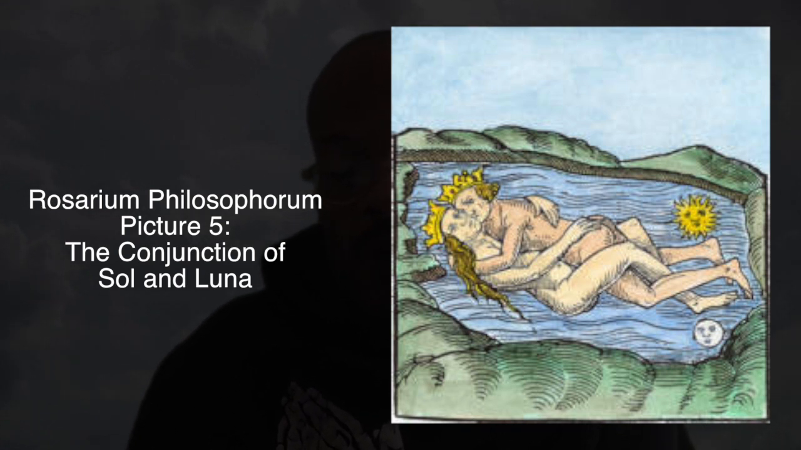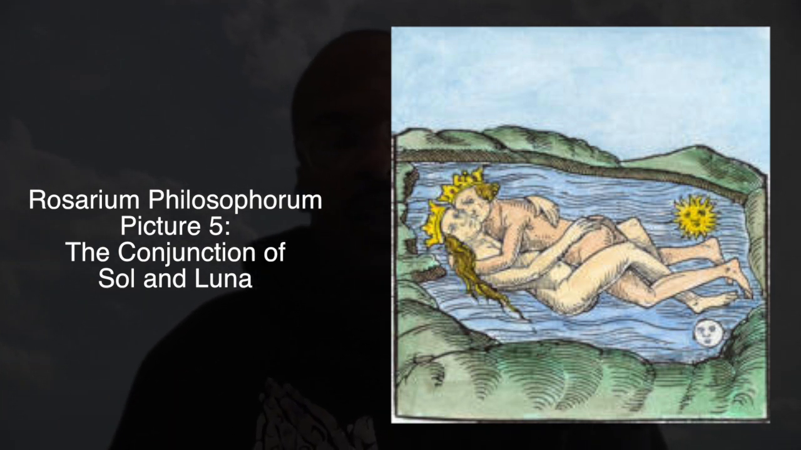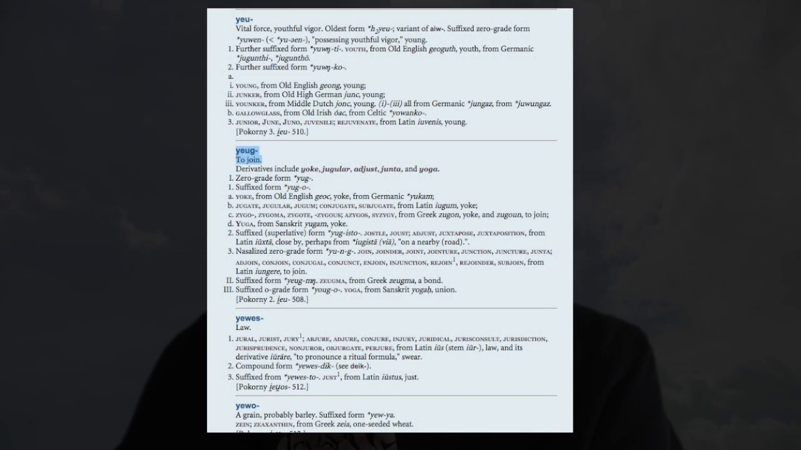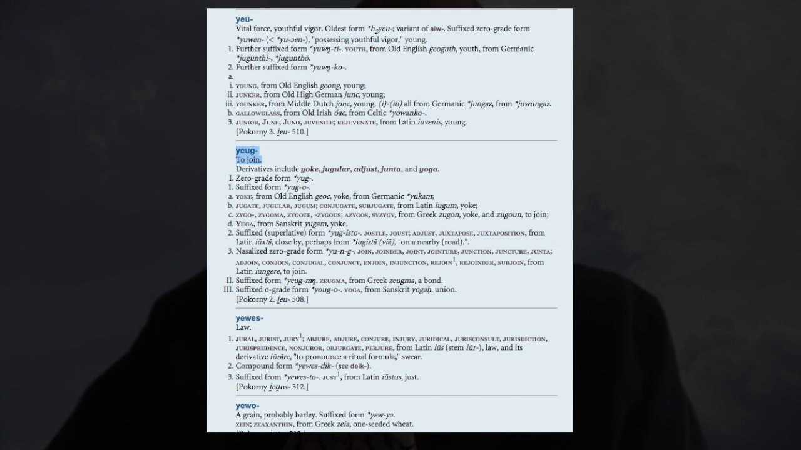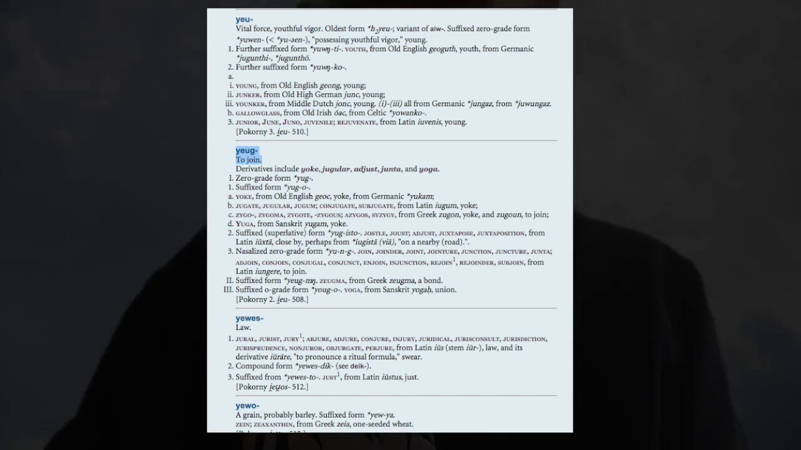I put a note here for syzygy: see Proto-Indo-European Y-E-U-G, yug, which means to join. This is the root of the word syzygy, and it's a very good root to look into. I'm going to put it up on the screen so that you can actually see what this root means and maybe get some other connections and allusions to it. All right, on to the next here.